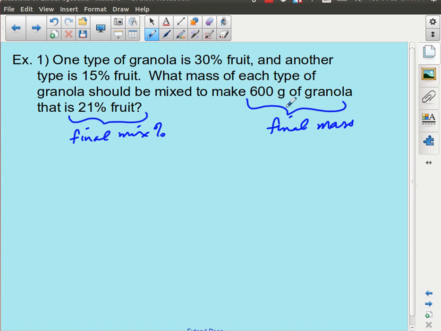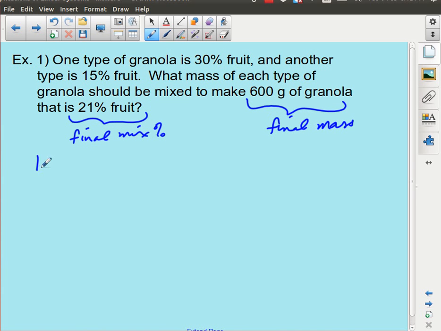If I just took out 600 grams of that, then my mixture would be 30%. If I used only 600 grams of 15% fruit, that would be all 15% fruit mixture, so my final amount would be 15%. So it's only by doing a combination of some 30% plus some 15% that I'm going to end up somewhere in between. It's not exactly the middle, but it's somewhere between 15 and 30%. So I'm adding a certain amount of the 30% mixture and a certain amount of the 15%, to get a total amount of 21%.